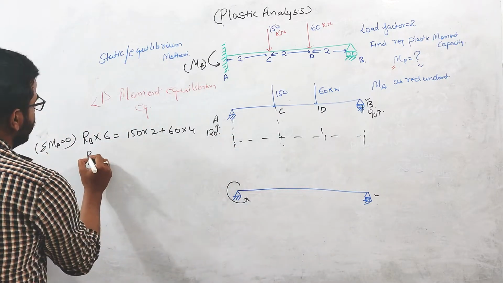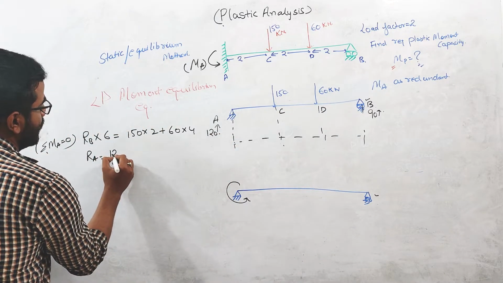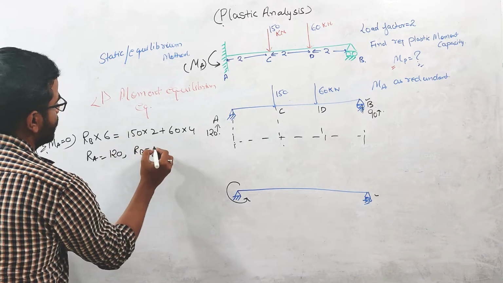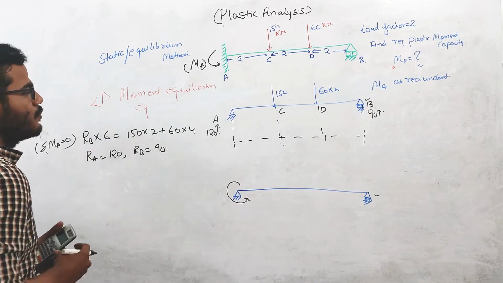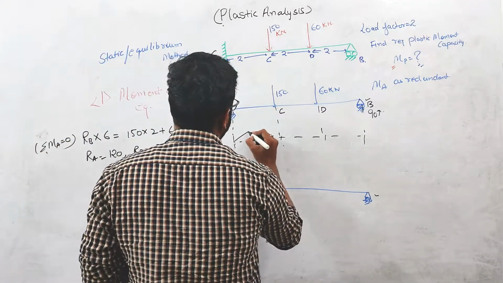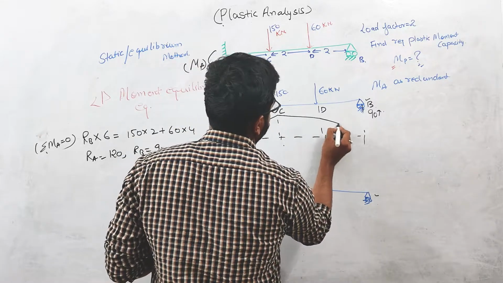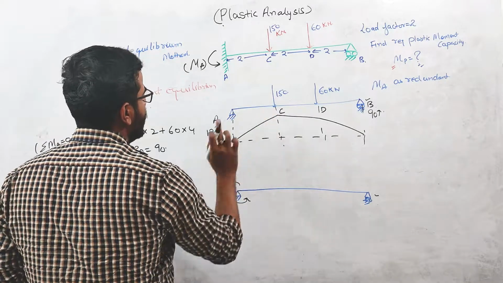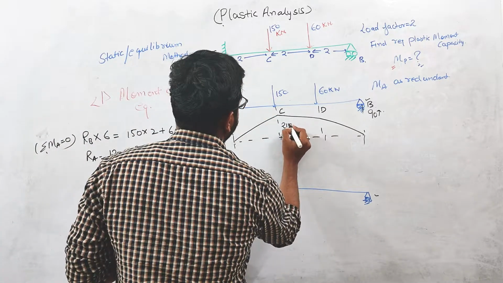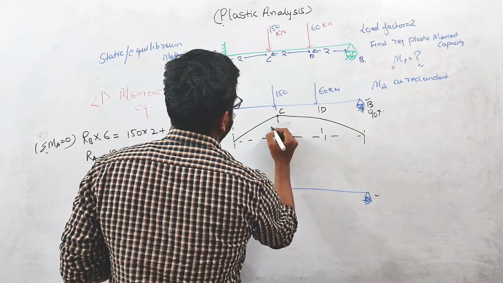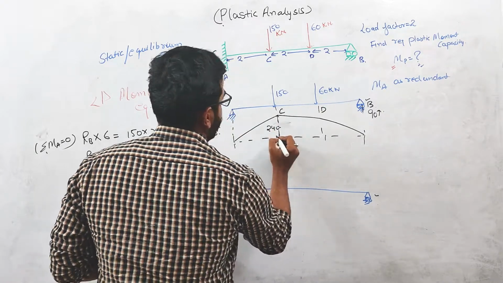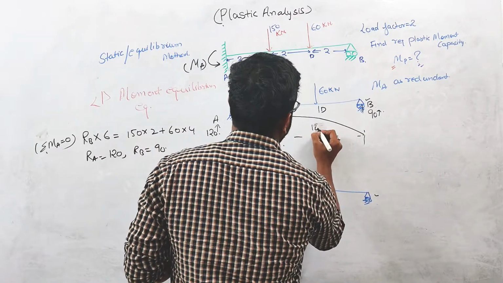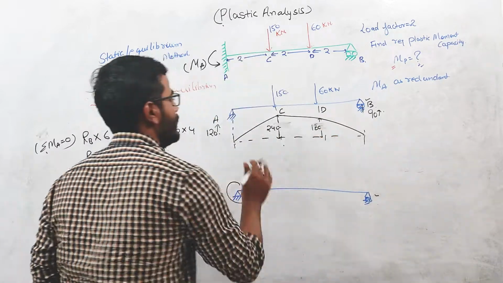Why are we finding these reactions? Because we need to calculate and draw the bending moment diagram. With RB equal to 90 kilonewton, if you draw the bending moment diagram, it will look like this. These values we can find easily. This value will be 120 into 2, so this value is 240. Similarly, this value will be 90 into 2, which is 180. And this is the straight line.